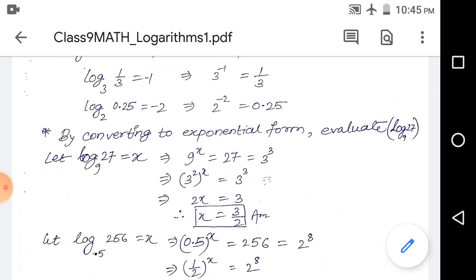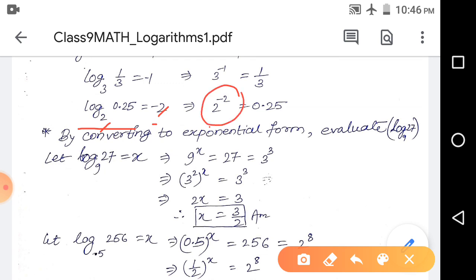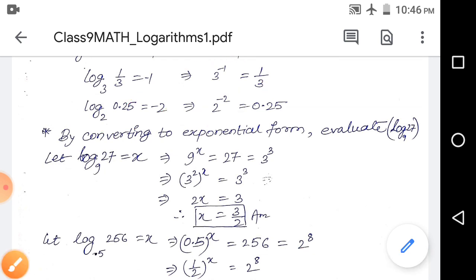Now see this example. Here we have log base 2 of 0.25 is equal to minus 2. So we will write this 2 with this power. So 2 to the power minus 2 equals this part, that is 0.25.